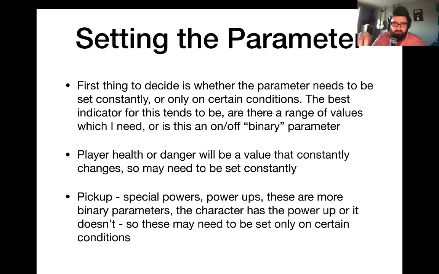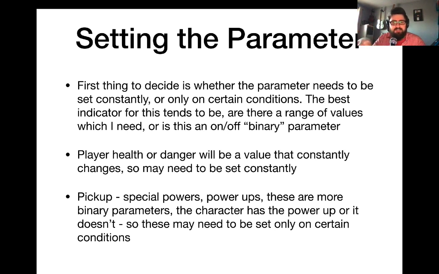So step 4 is to set up the parameter, and the first thing to do is to decide whether the parameter needs to be set constantly or only on certain conditions. The best indicator for this tends to be, are there a range of values which I need, or is it like an on-off binary parameter? Am I collecting something and it's jumping to a new piece of music, or does every tiny different value change how my music is behaving?